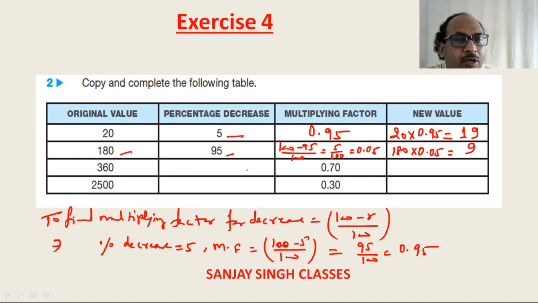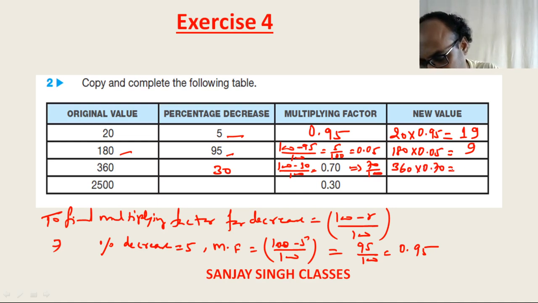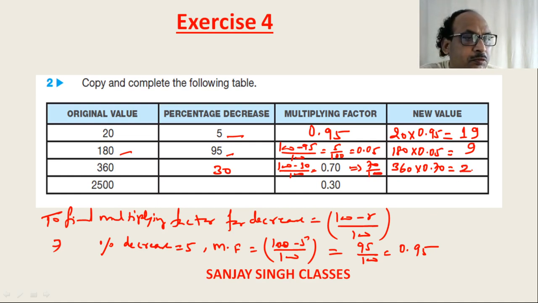Similarly, 360, already we are given multiplying factor as 0.70. It means 100 minus 30 by 100 has given to us as 70 by 100, which we have written as 0.70. Right? So the percentage decrease has taken place as 30%. 30% decrease has taken place. Our new multiplying factor is 0.70, already it is given. So 360 into 0.70 will be 252 new value.